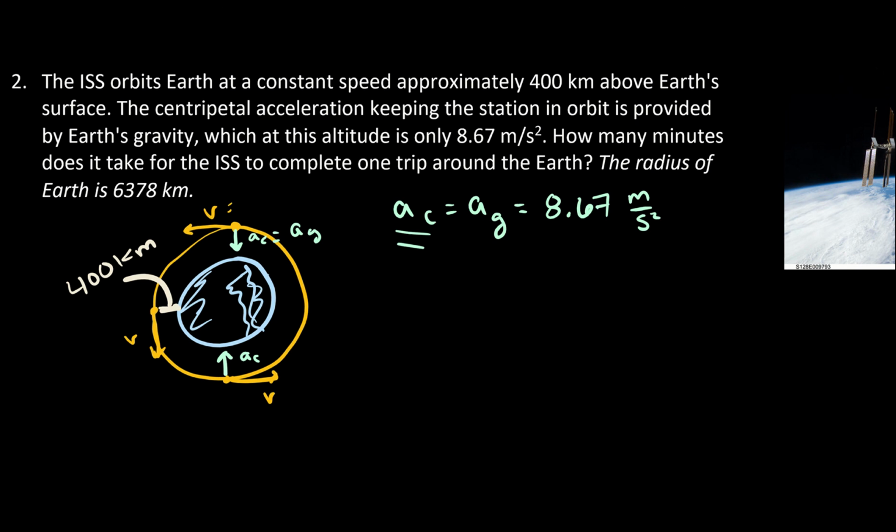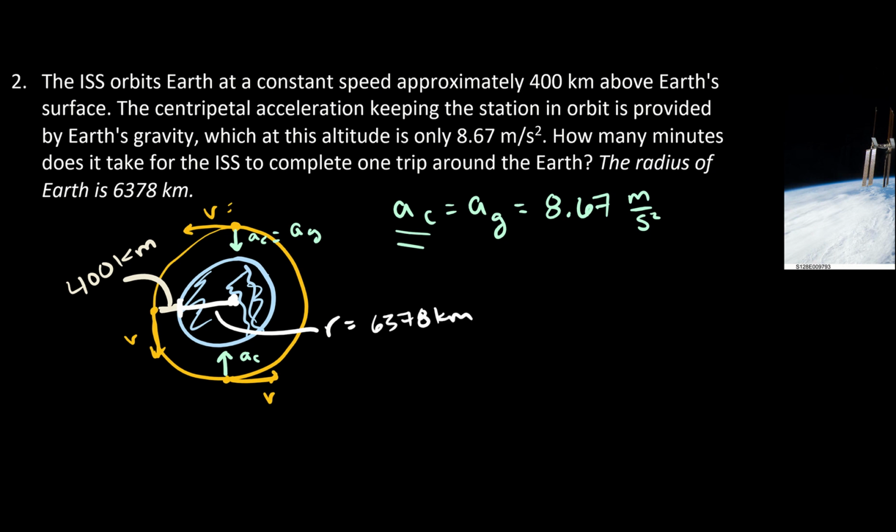That's awesome. So by reading the problem, that's the information I'm given. What I'm trying to find is how many minutes it takes for the ISS to complete one trip around the Earth. I did miss one piece of information: I'm also given that the radius of Earth, and you can see this is really not to scale, is equal to 6,378 kilometers.